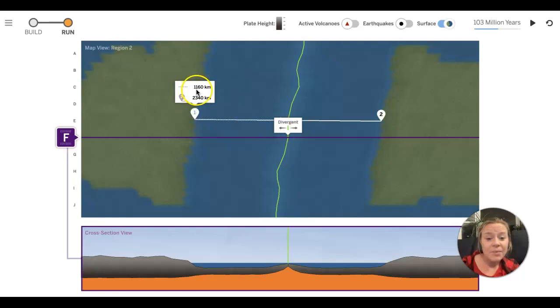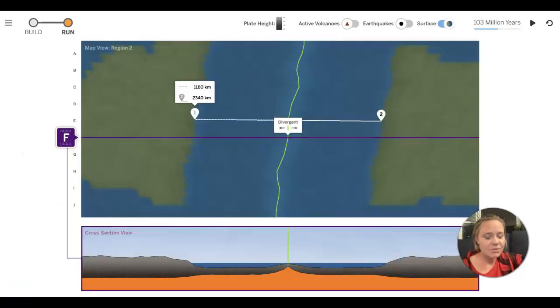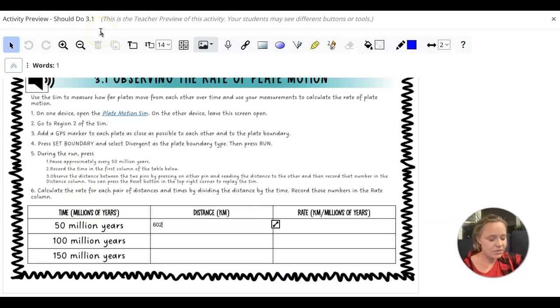So now we're at 1,160 as our total distance. So we need to subtract that 602 from that number in order to get our next number. So the difference between those 50 million years: 1,160 minus 602 gives us a distance of 558 kilometers over that time.